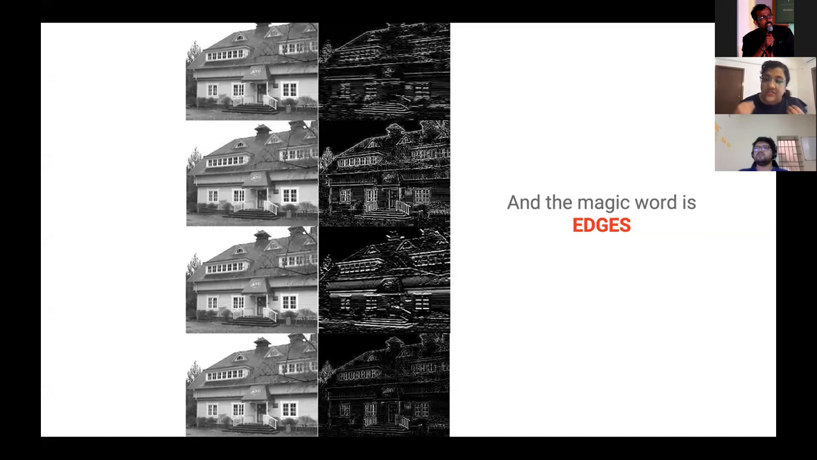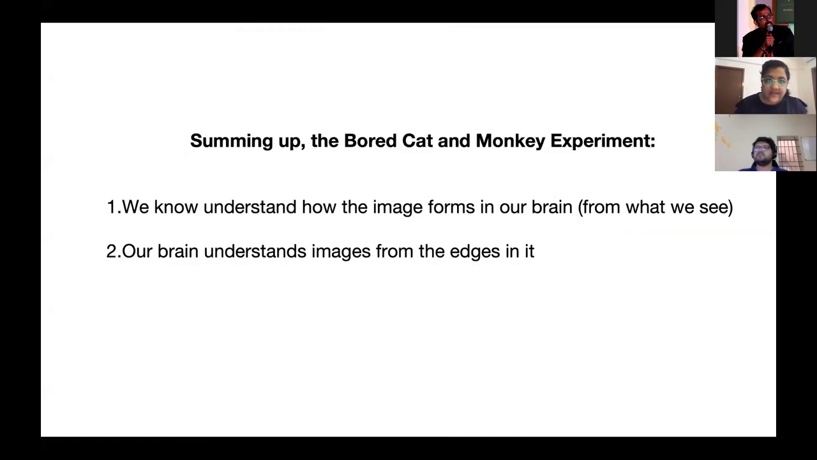This is where the most important feature of computer vision started. They were like, okay, we understand an image through edges, right? So two things that we know. We now understand how the image forms in our brain from what we see, and how our brain understands images from the edges in it, right?